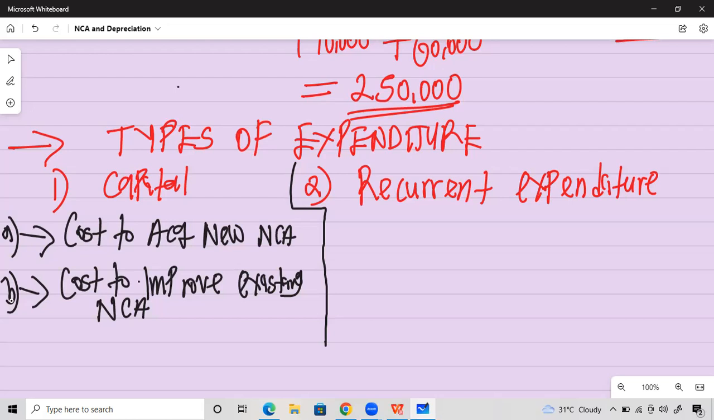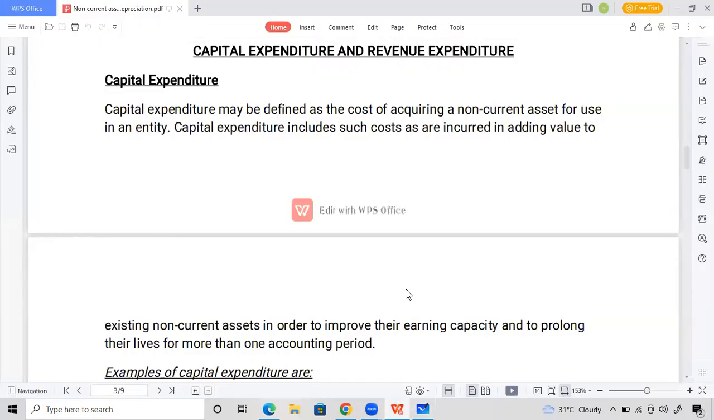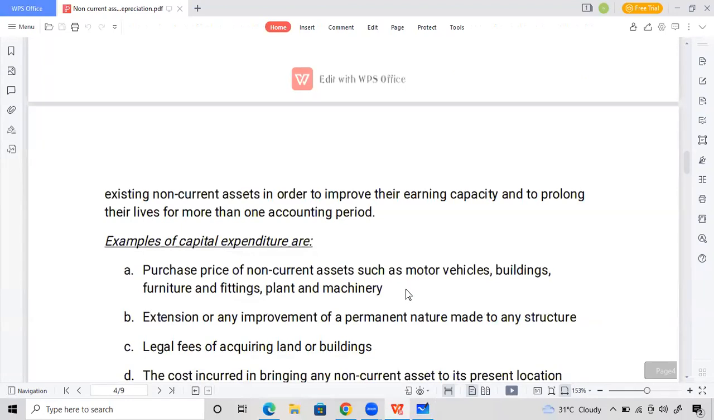What is recurrent expenditure? Recurrent expenditure are expenditure of day-to-day running of the business. They are the expenditure that you incur to run the day-to-day of the business. This is what you have in your note as well.